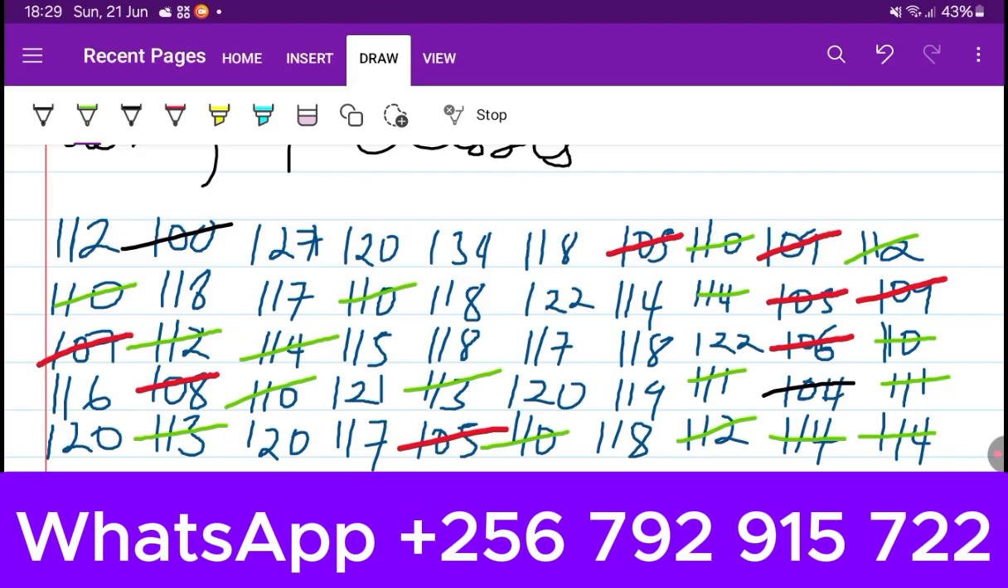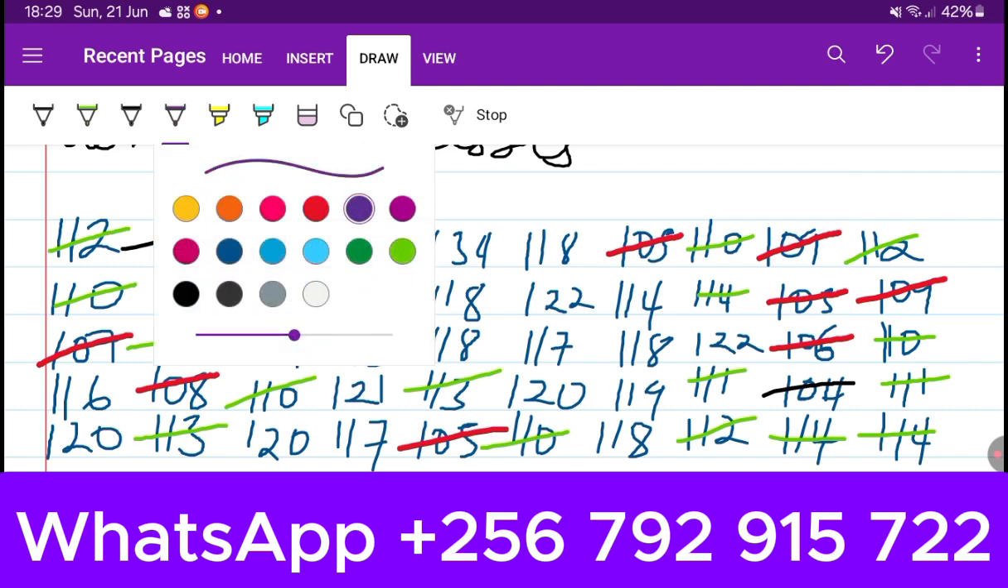So how many are they? 1, 2, 3, 4, 5, 6, 7, 8, 9, 10, 11, 12, 13, 14, 15, 16, 17. Have we skipped any? Because this one seems to be very many numbers. So these are 2, 3, 4, up to 18. Those are 18.